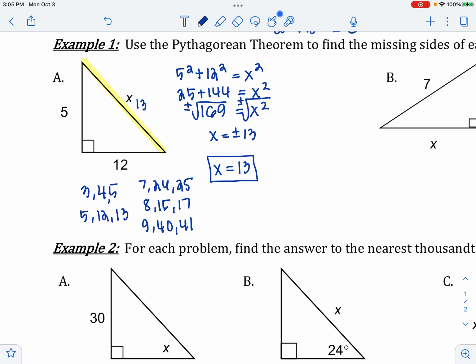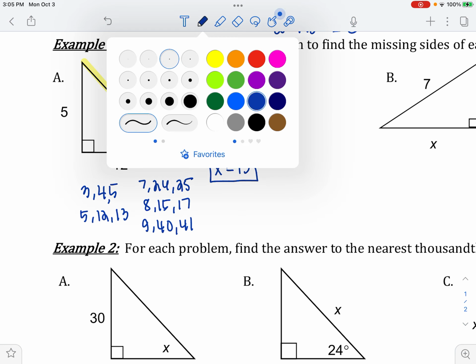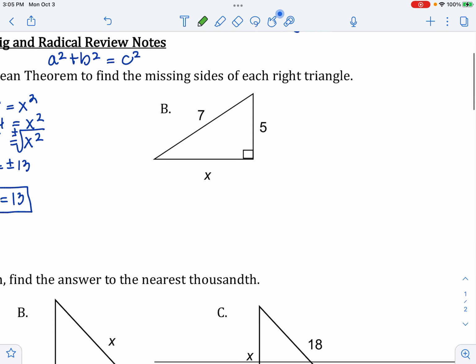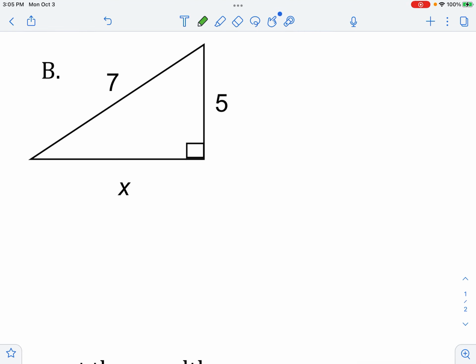Also, please realize that if you double, triple, quadruple any of those, they are also triples. So if I doubled every number here and did 6, 8, 10, that's another Pythagorean triple. Okay, if I tripled them, 9, 12, 15, that's another Pythagorean triple. Okay? All right, if you look, this is not one of our triples, so we definitely have to do the Pythagorean theorem.